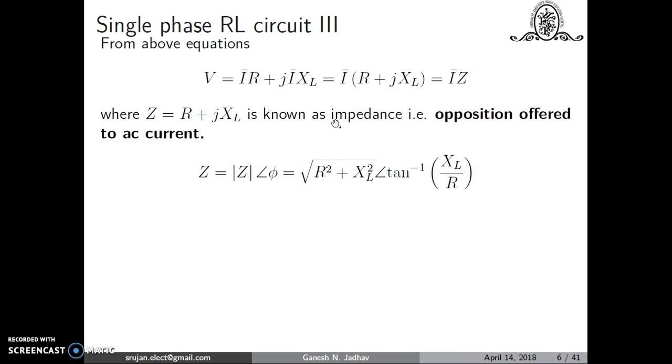This Z is nothing but the opposition offered to the AC current. How will we calculate this Z? This Z can be represented in rectangular form, R plus JXL. In polar form, Z is equal to mod of Z at an angle of phi. R plus JXL is a complex number, or you can say the rectangular value. I can convert this into polar value as magnitude equal to under root R square plus XL square, that is real value square plus imaginary value square, and angle tan inverse of imaginary value divided by real value, that is tan inverse of XL by R, which is the value of phi.